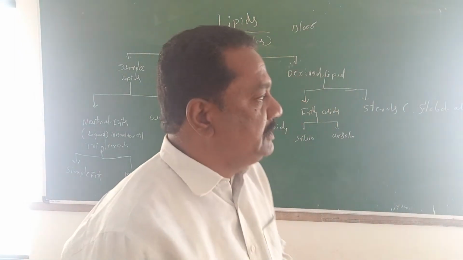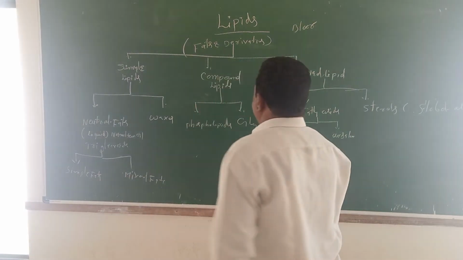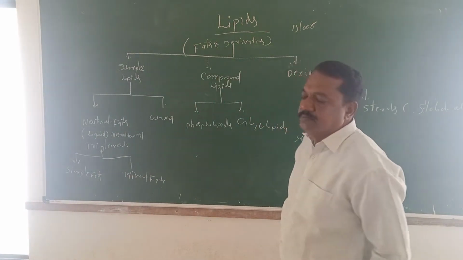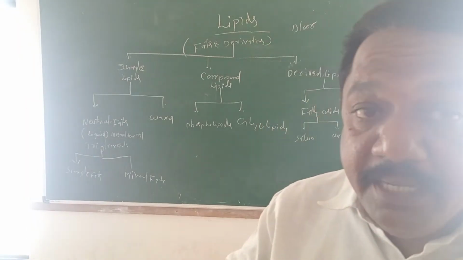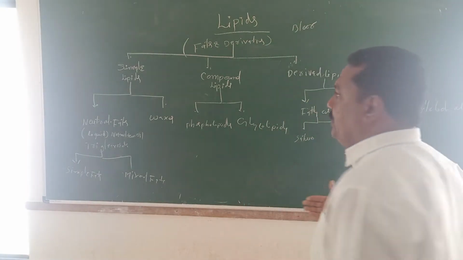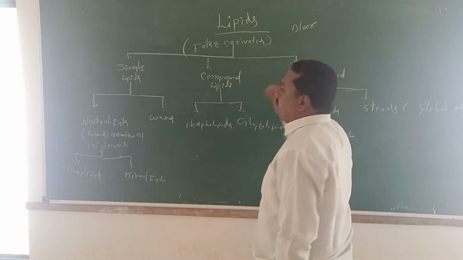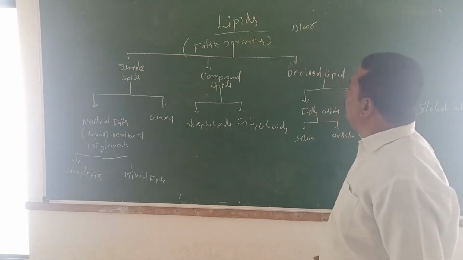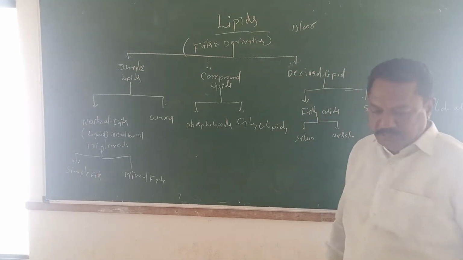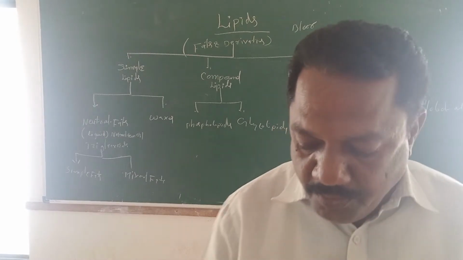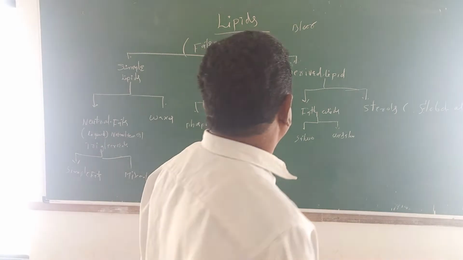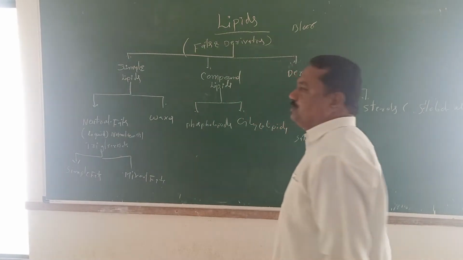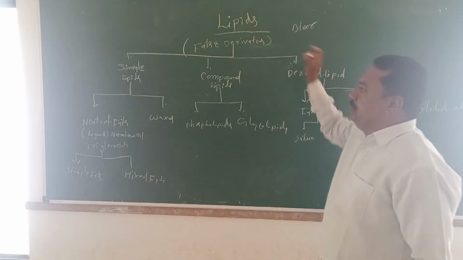So generally, what is the definition of lipids? Fats and derivatives are called lipids. Fats and their derivatives collectively are called lipids. Generally the word lipid is commonly used by Bloor. The name was introduced by Bloor. Fats and their derivatives all come under lipids.